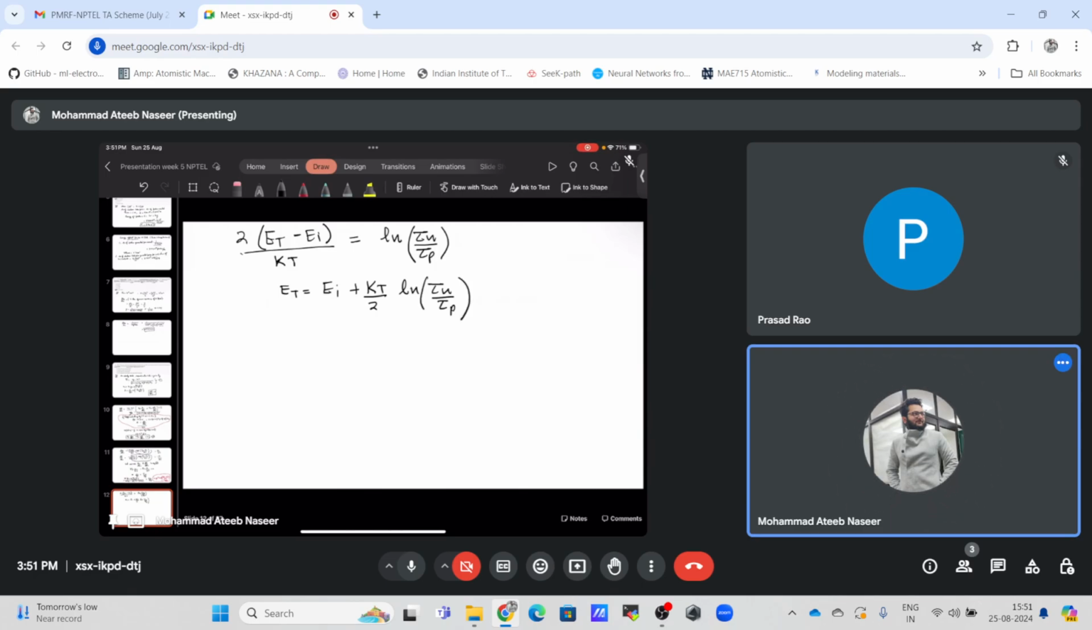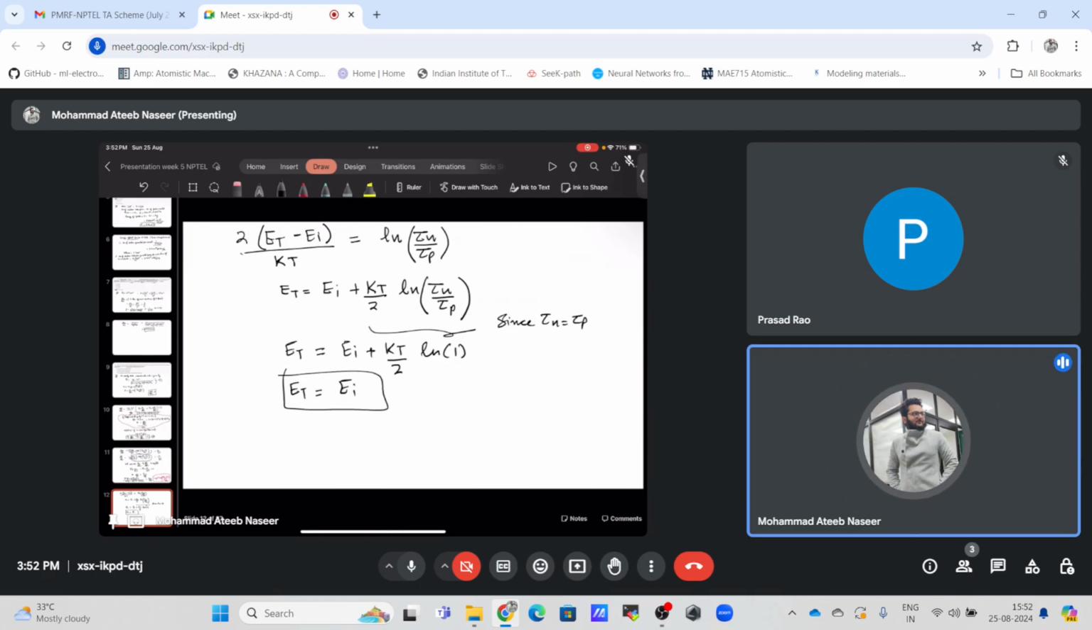Why I have written the general form for this is because sometimes we can have this tau n and tau p not equal, which is actually the case. They are not equal, but in this problem we have been given that they are equal. So as a result, Et is Ei plus Kt by 2 ln of 1, since tau n equal to tau p. So this is simply Et equal to Ei.